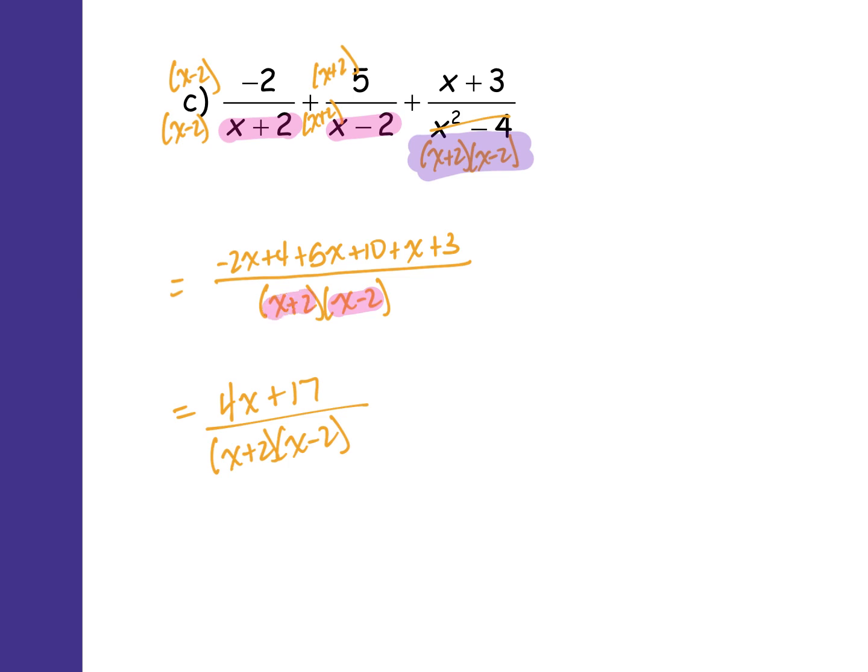If this one said, let me write this, if this one said x minus 2 squared, and I needed 2 x plus 2s, then I would add an extra 1. Does that make sense? But because it only has 1, and there's already 1 in my denominator, I don't have to add another 1. If there's already 1 there, I don't have to add another 1. Okay. Does that make sense? Okay.